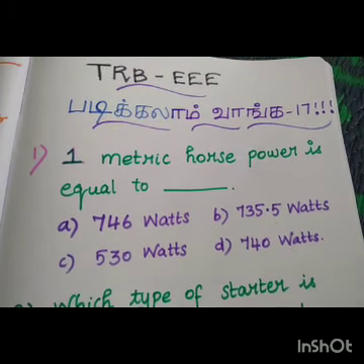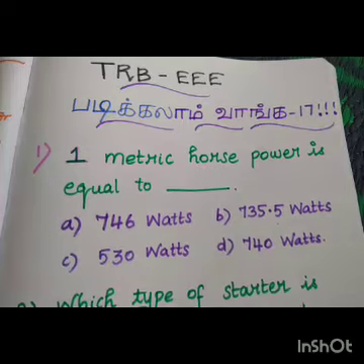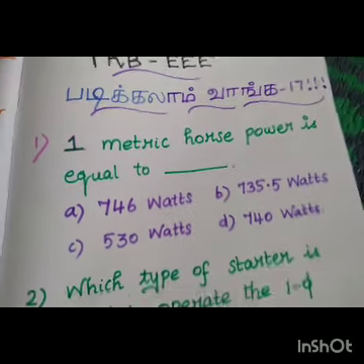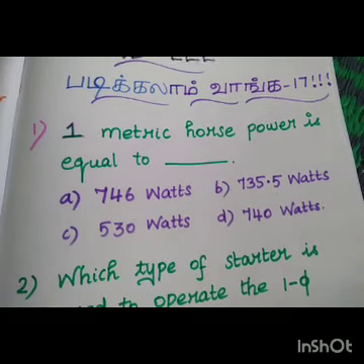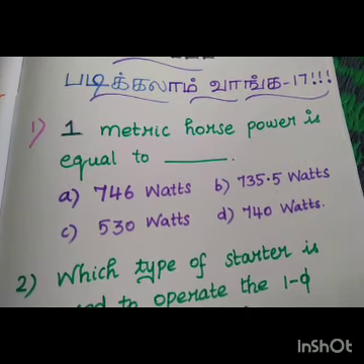Today we are going to see a set of 4 questions based upon the fractional kilowatt motors. The first question is, 1 metric horsepower is equal to dash. So 746, we can see 4 different options here, am I right?